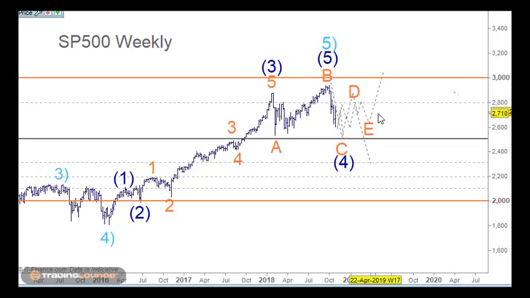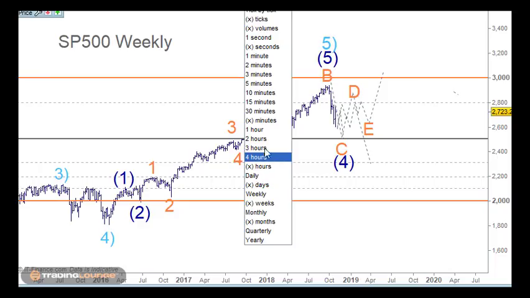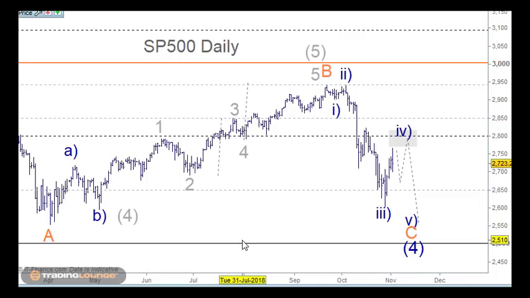Otherwise, we'll look at the triangle pattern here. So let's just get a bit of clarity on those counts. So just going to the daily chart here. First of all, the move down through here, I've adjusted it a little bit further, in that this is wave 1 and 2 here, and all of this is wave 3 here, and wave 4 here, and wave 5.